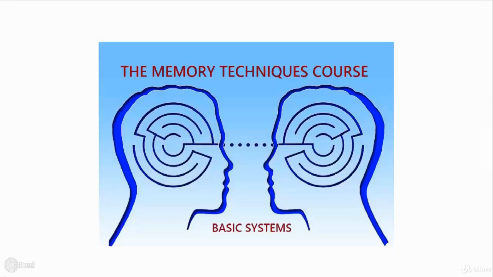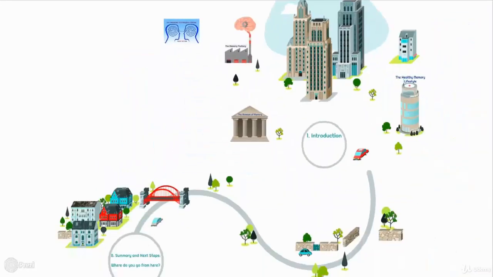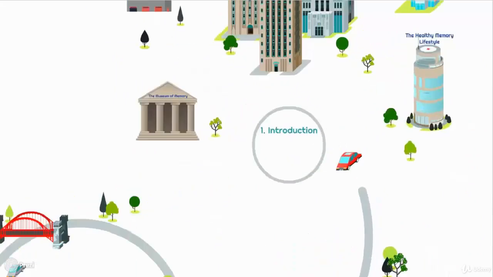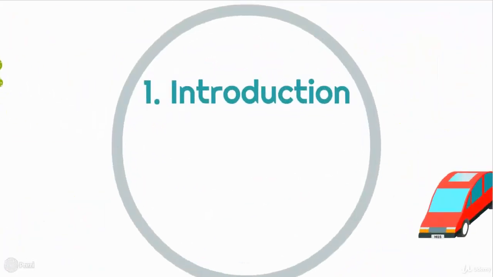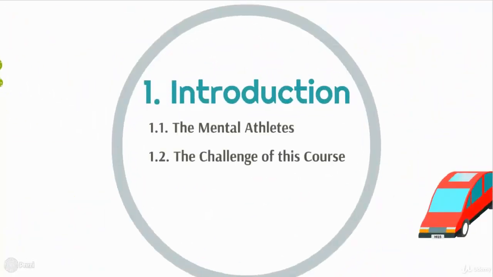Now, let's see the structure of this course. First, the introductory chapter, which gives an overview of the course. You have already watched the first two videos, the mental athletes and the challenge of this course. And now, we are at the third, the structure of this course.